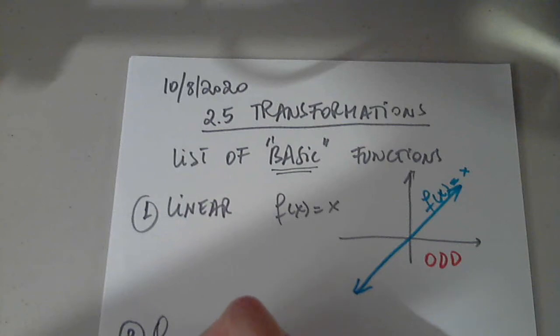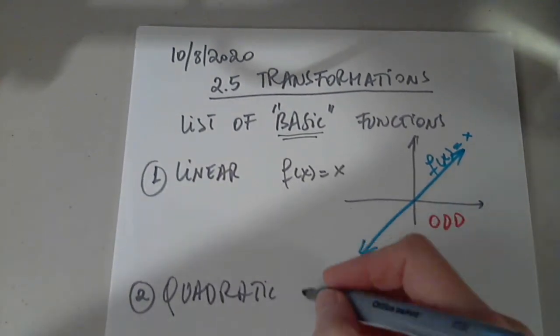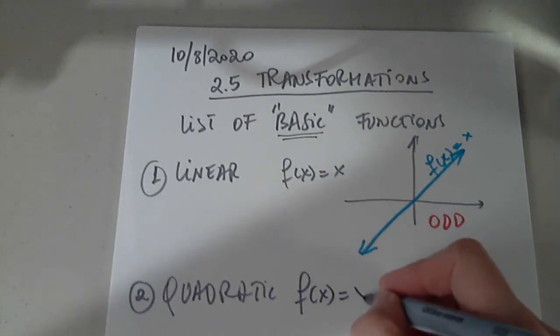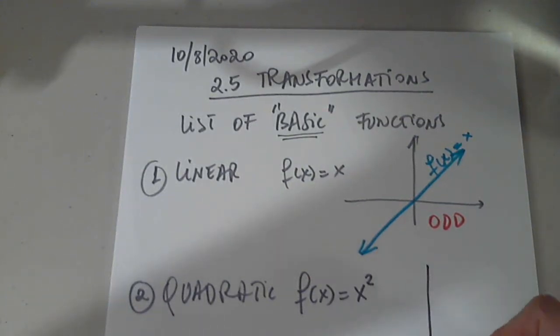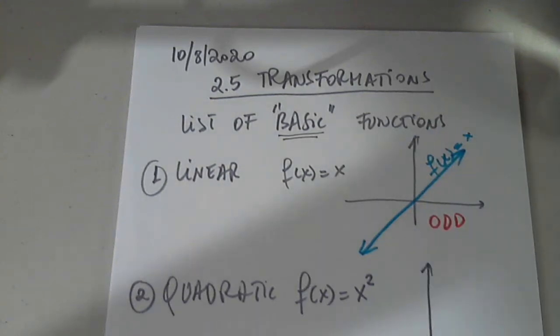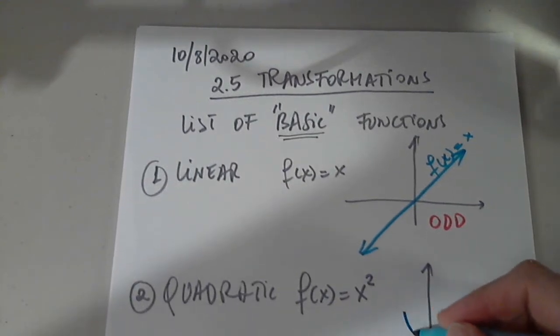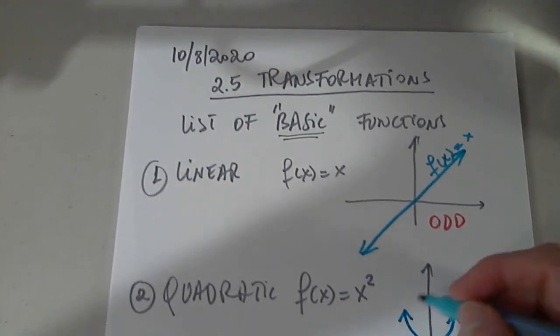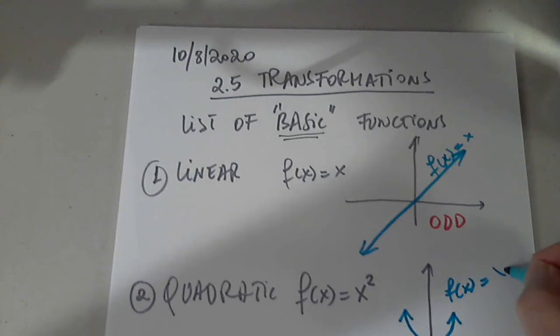Simplest linear, simplest quadratic. If I don't know that the simplest quadratic function is x squared, and if I don't know how to graph it, transformations on this function will mean nothing. I will not be able to identify them. I will not understand what needs to be done. So this is the graph of f of x, which is x squared.